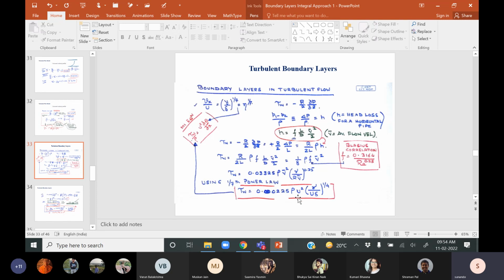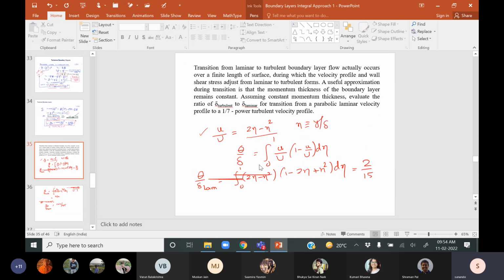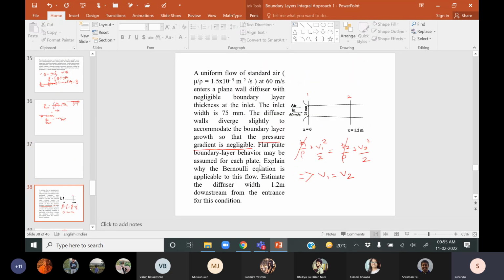So I have an expression for tau w, which I plug into the momentum integral equation, using the somewhat unrealistic, in some cases, condition that it's turbulent from the very beginning. I obtain an expression for delta. I obtain an expression for the friction coefficient, and then I have solved these problems to establish what it is in such a case. Any question?